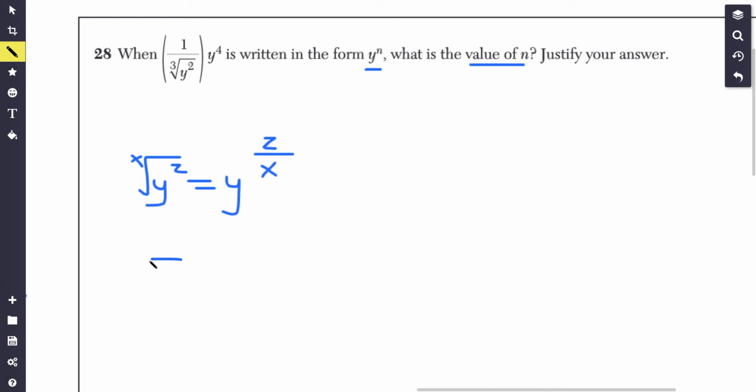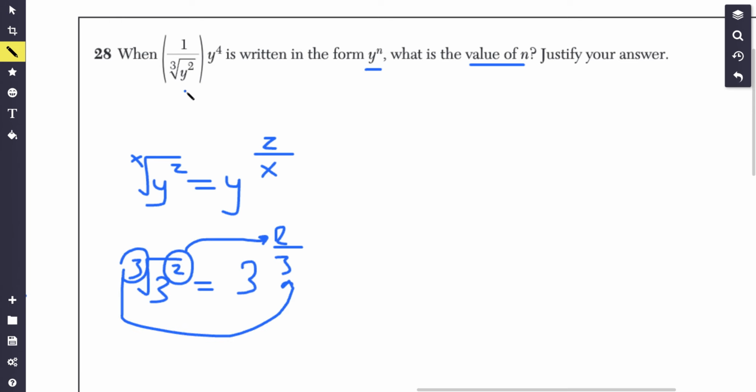For example, if you have the third root of 3 to the second power, you can rewrite this as 3 to the 2 over 3 power, okay? So the thing that's inside the root is going to be on the top. The thing outside the root is going to be on the bottom. So we can do this for this right over here. We can say that this is going to turn into y to the 2/3 power, because this thing goes on the top, and the thing outside the root goes on the bottom. And remember, this is divided by 1, and it's going to be multiplied by y to the 4th power.